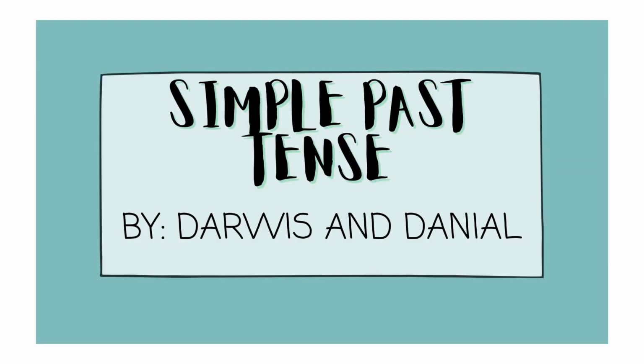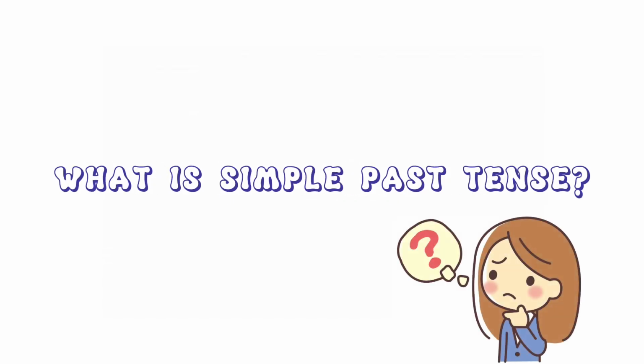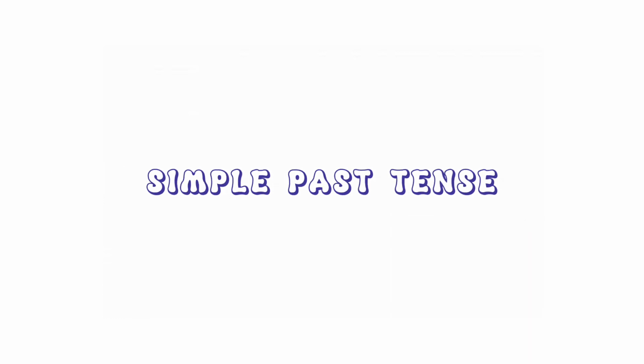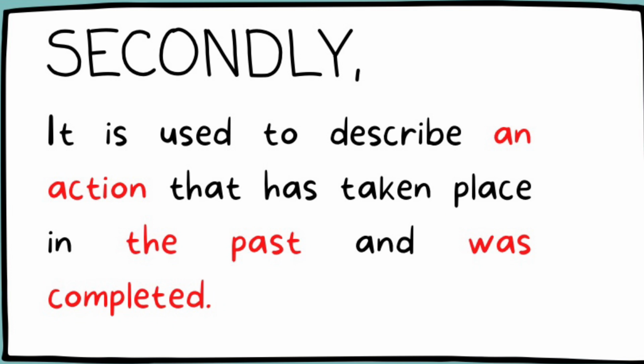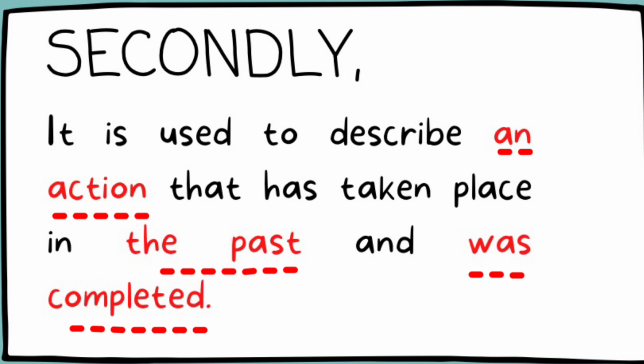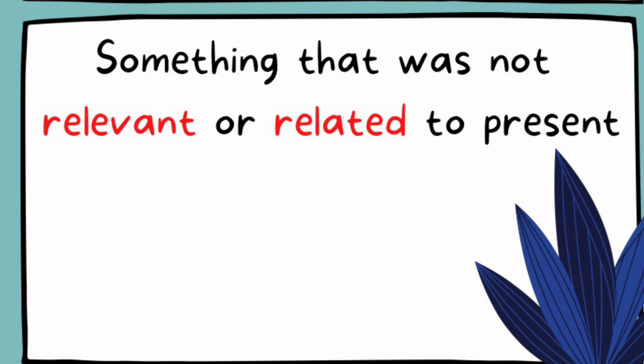My name is Danial bin Ahmad Jasmani, and today I'm going to teach you guys about simple past tense. Before we start, I know that some of you guys might be wondering, what is simple past tense? Simple past tense is known as the second form of verb. It is used to describe an action that has taken place in the past and was completed. In other words, it was something that was not relevant or related to the present anymore.